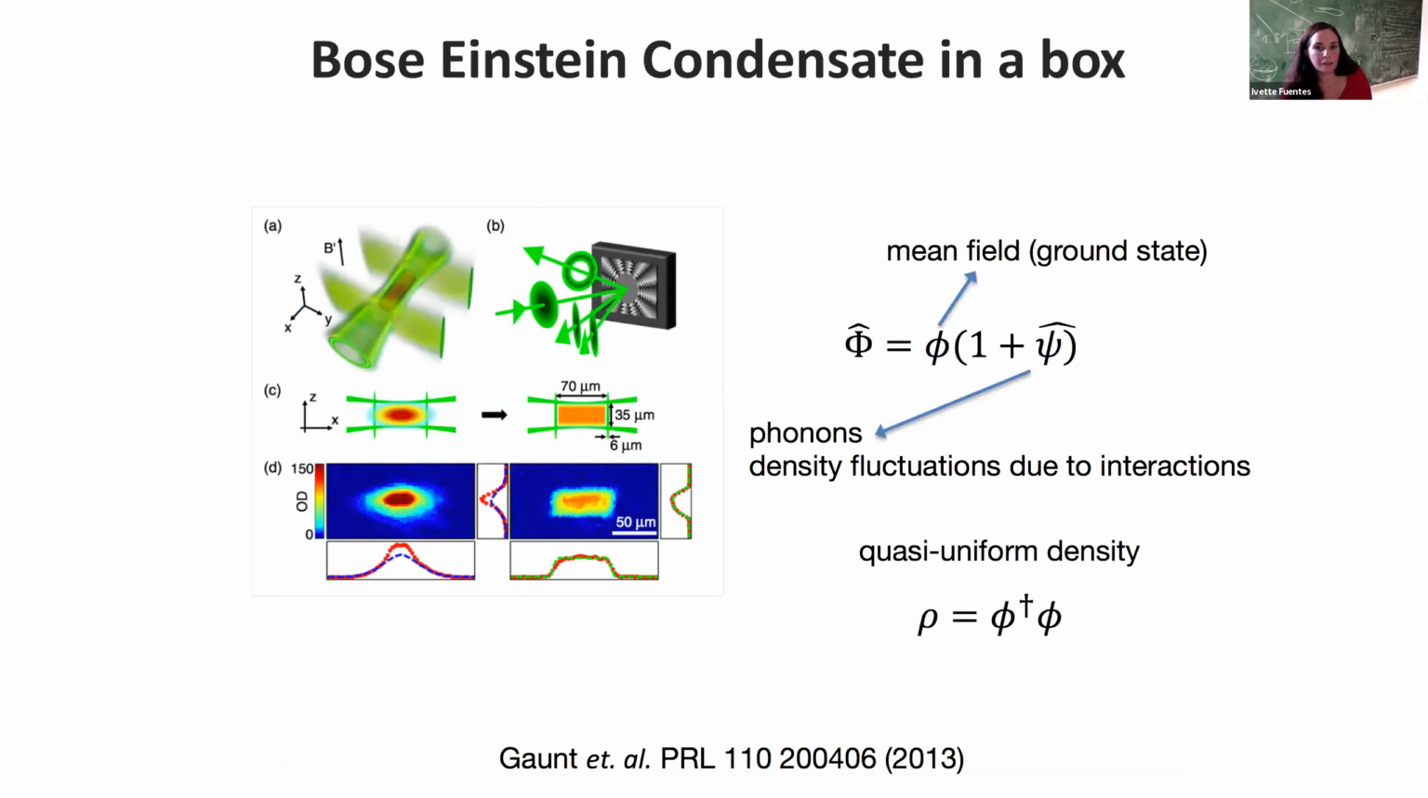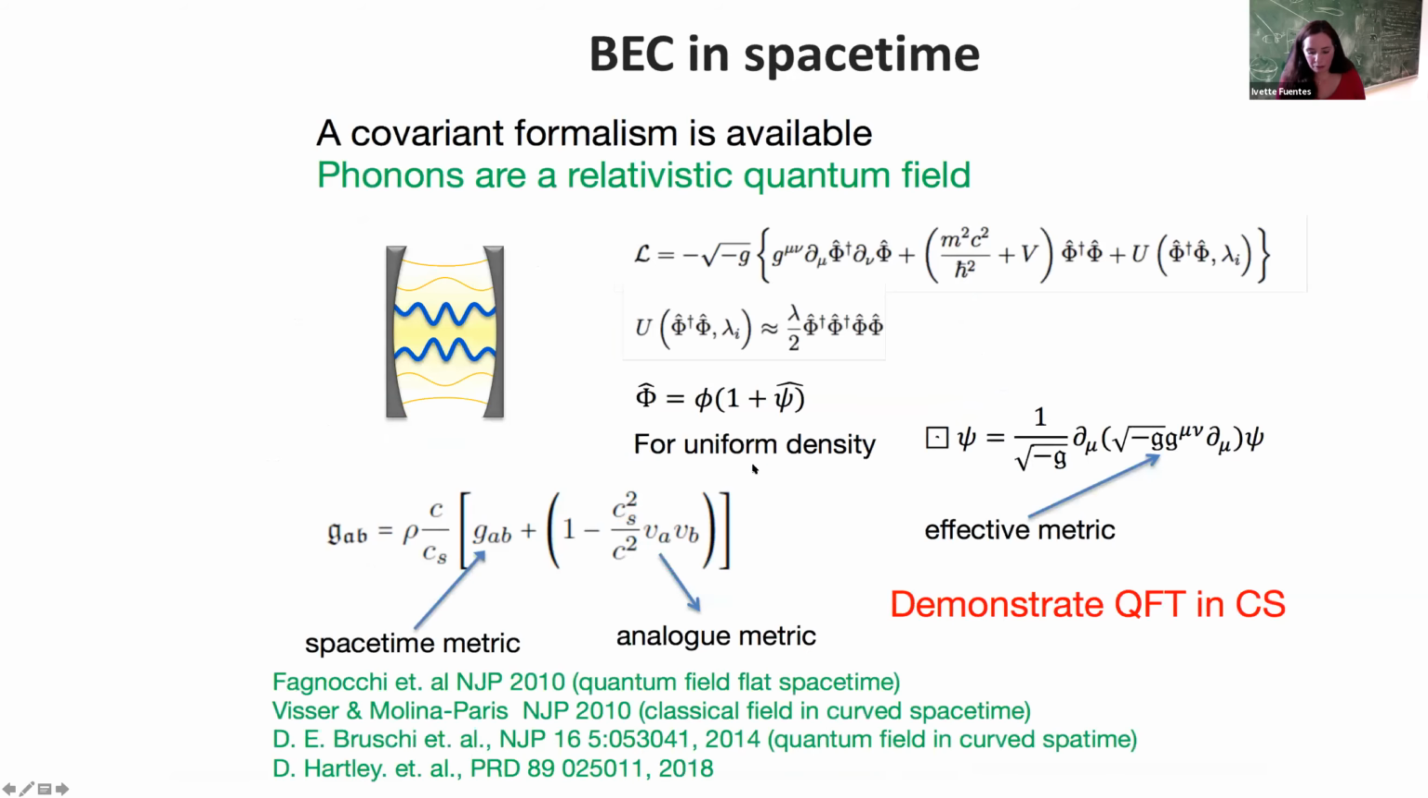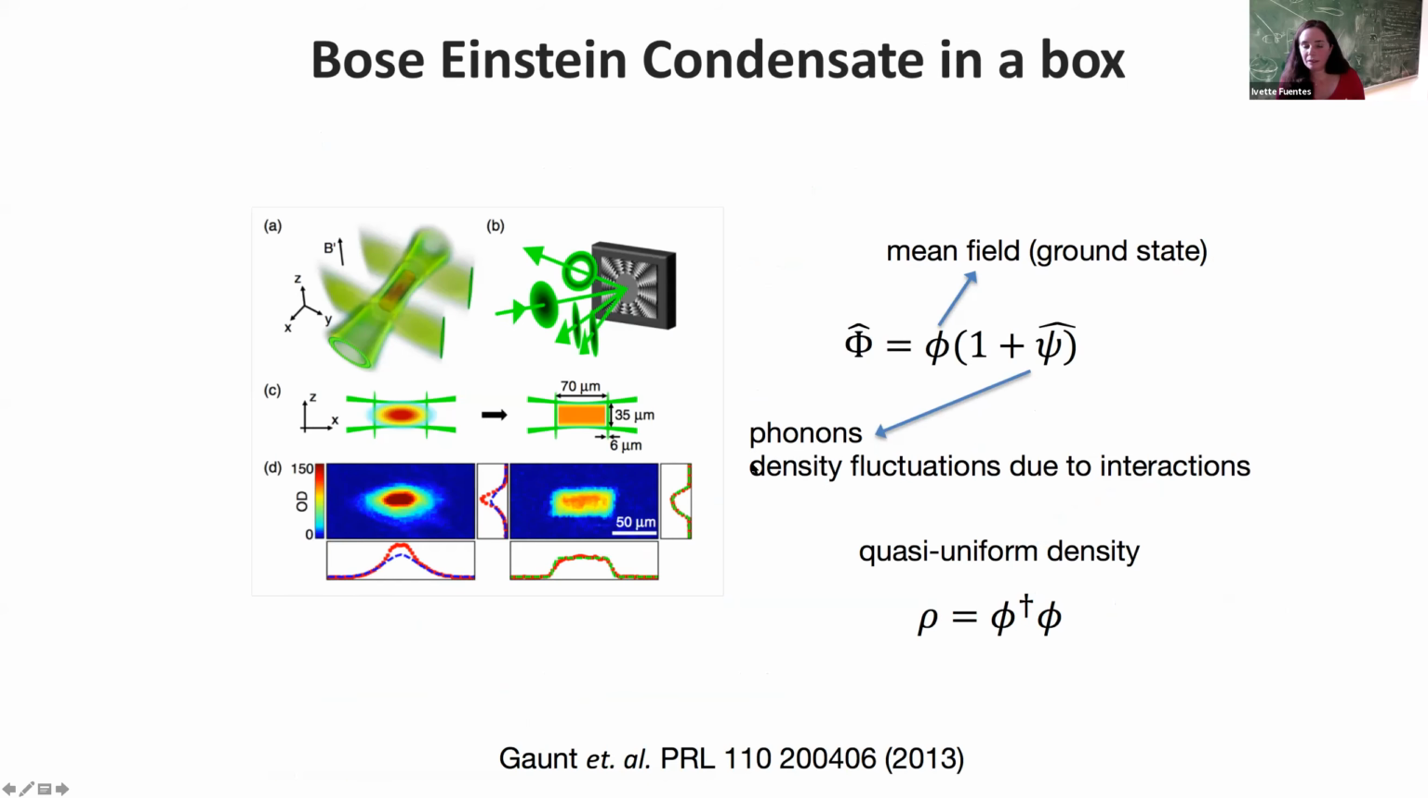So a Bose-Einstein condensate, as I said, consists of let's say now 10^8 atoms cooled down to the ground state. If the atoms did not interact, then you could describe the whole system in the ground state with a mean field, which obeys the Gross-Pitaevskii equation. However, the atoms collide, and then you have to look at a perturbation to the mean field, which are your phonons. And in the case of a uniform density, this takes a very simple form.